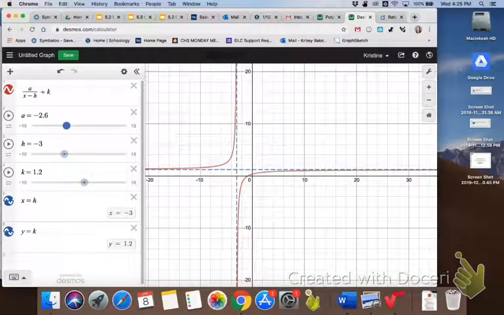All right, so that is it for rational functions. We will look at, like we said, some more complex examples on Friday.